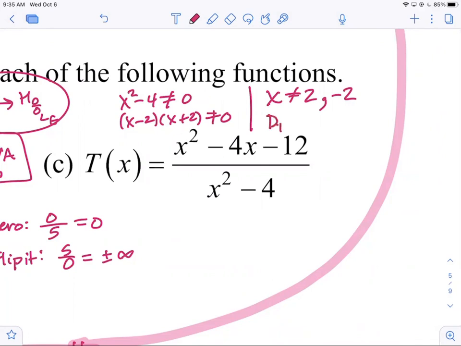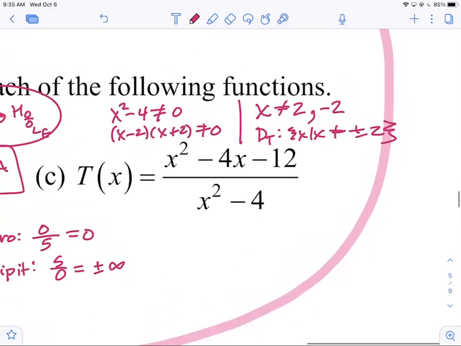So the domain of t is the set of all x such that x is not equal to plus or minus 2. Those are going to be discontinuities, yes? They're not in the domain, but the graph lives to the left and right. Now, the question is, are they holes or VAs? Let's see. Let's come off to the side here.